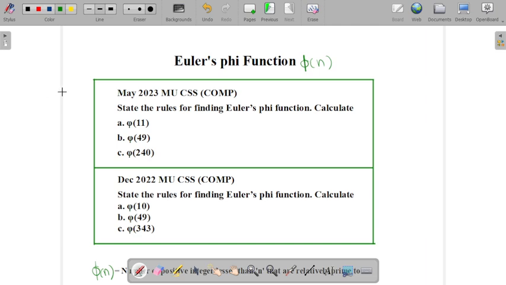The first question was asked in May 2023: state the rules for finding the Euler's phi function and calculate the value of phi of 11, phi of 49 and phi of 240. And our second question was asked in December 2022: state the rules for finding the Euler's phi function and calculate the value of phi of 10, phi of 49 and phi of 343.